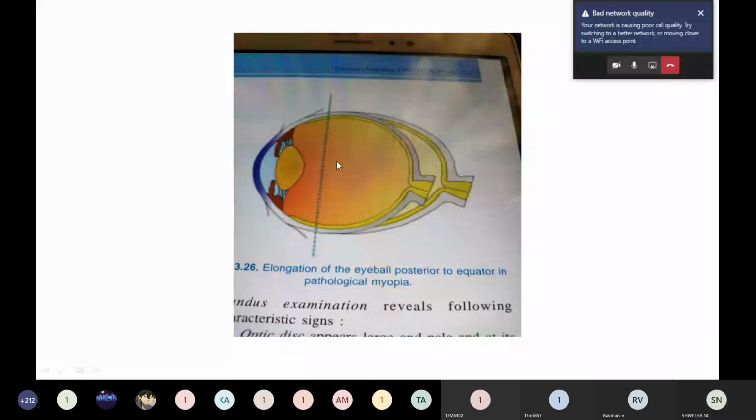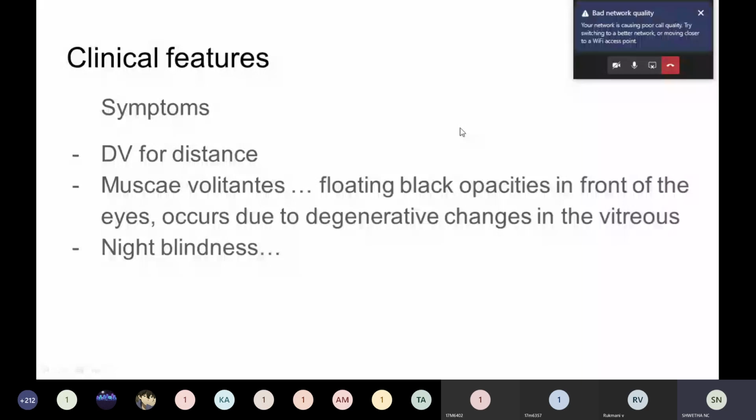So what are the clinical features? Usually the main symptom is very poor vision. We don't say bad vision, sorry, poor vision, because they will have very high power. So they really come with poor vision, and degeneration of the vitreous, with black particles.